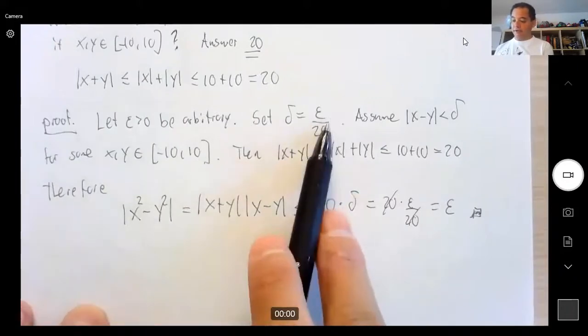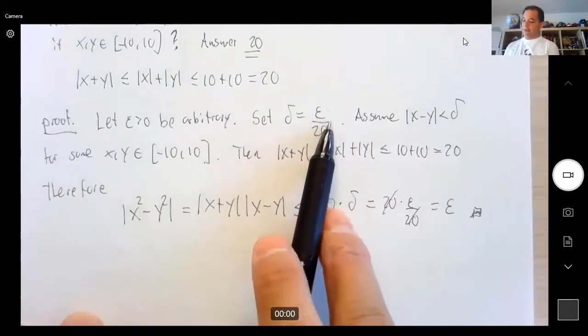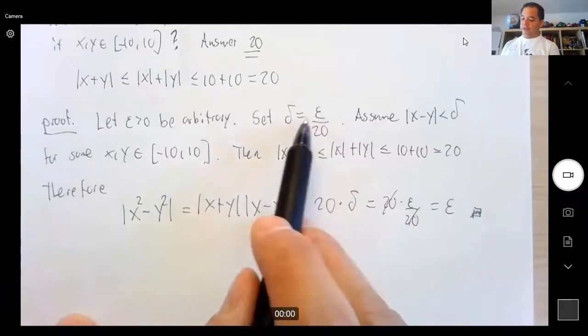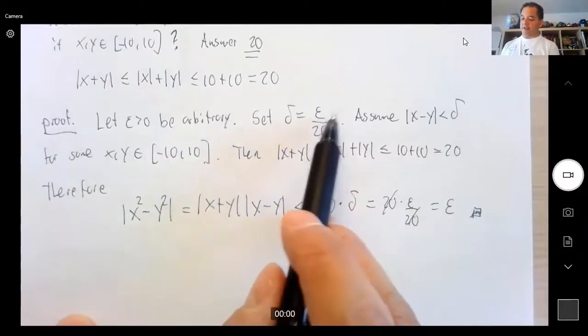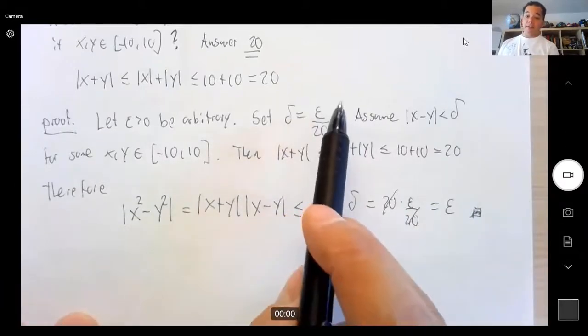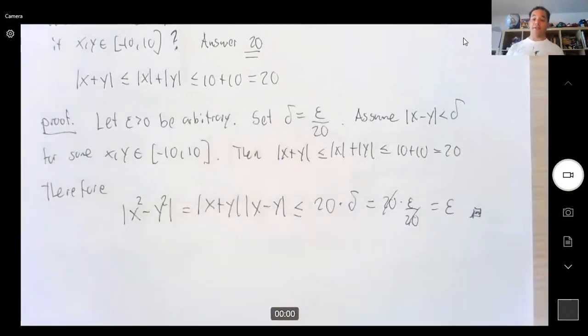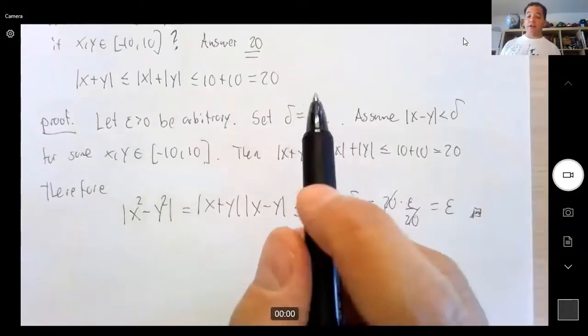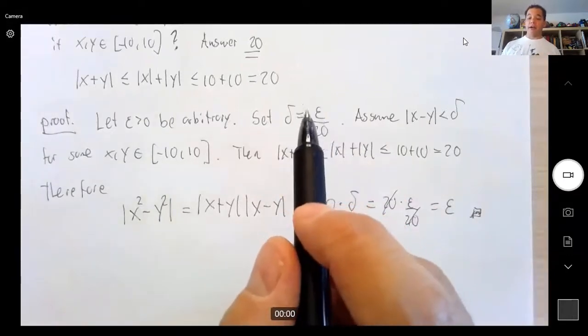This is very important. I see many people on the exams that get to this point and then give me a delta that has x's and y's in it. That cannot be. The delta comes before the x's and the y's. You need to choose the delta that works for every x and y. Yes, Justin is saying the idea is to just find a delta agnostic of the variable. Exactly. You need a delta that works regardless of what x and y are.